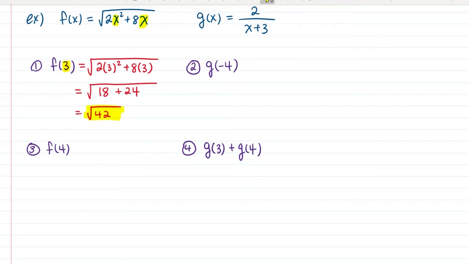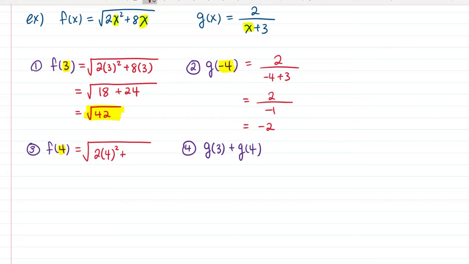Let's do the same thing for g of x. Here, for the function g of x, the input is negative 4, and we're going to replace the x in g of x with the negative 4. So 2 over negative 4 plus 3, that's 2 over negative 1, that's negative 2. Next one, f of 4, the input is 4: square root of 2 times 4 squared plus 8 times 4. 2 times 4 squared, that's 16, so that will be 32. 8 times 4 is 32. Square root of 64, which is reduced to 8.